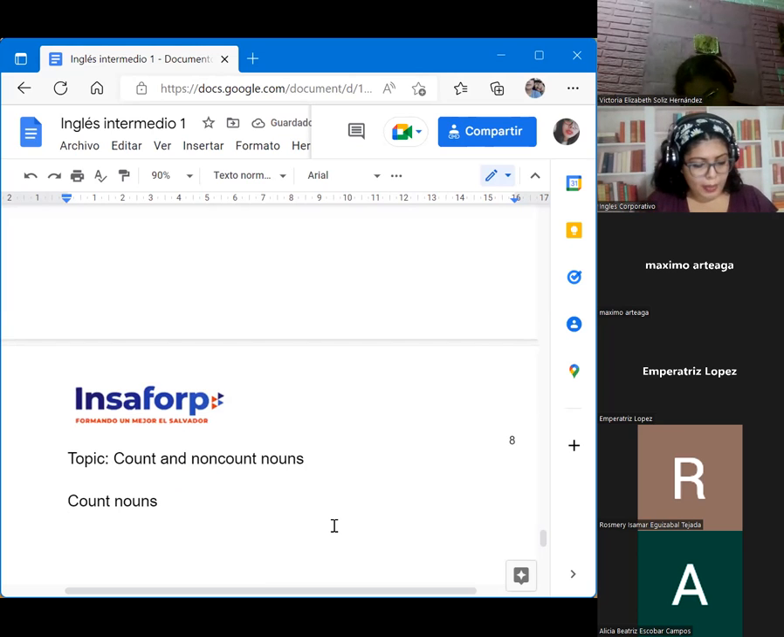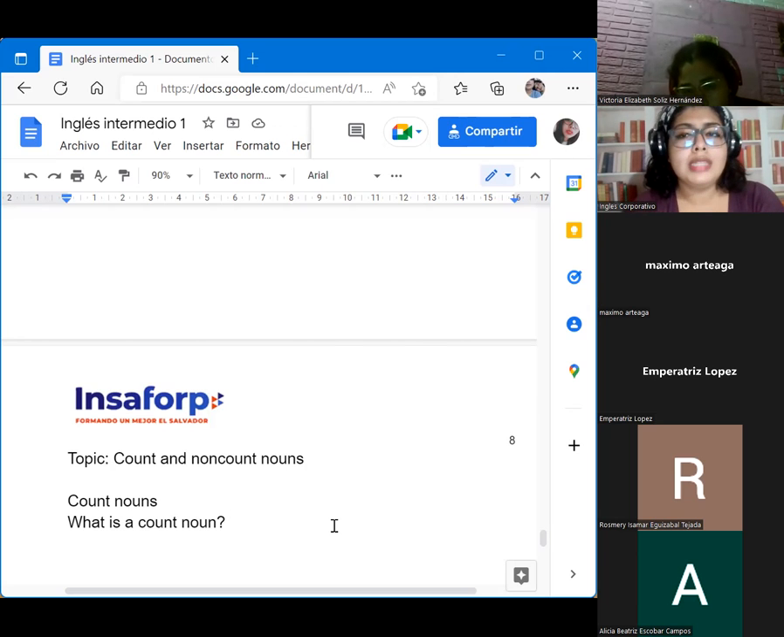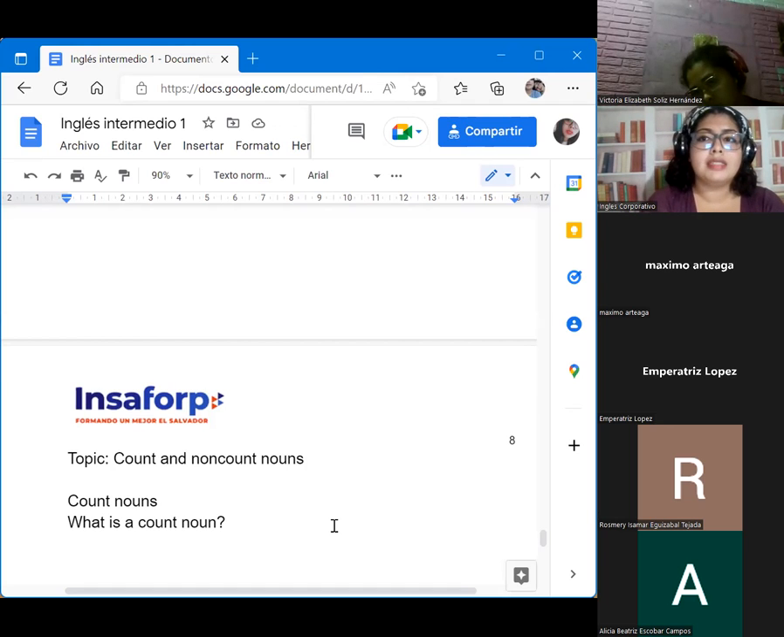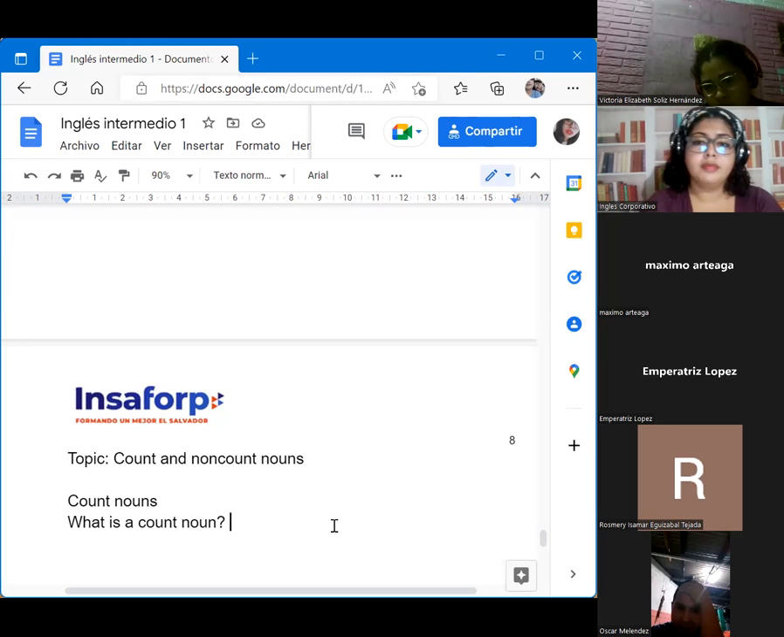And it says, the question, what is a count noun? For example, when we are thinking about this topic, or when we hear that name, what are some words that you can say when people are asking for count nouns? ¿Qué palabras se nos vienen a la mente cuando hablamos de los count nouns? Can you give me an example of those words? ¿Nombres contables?